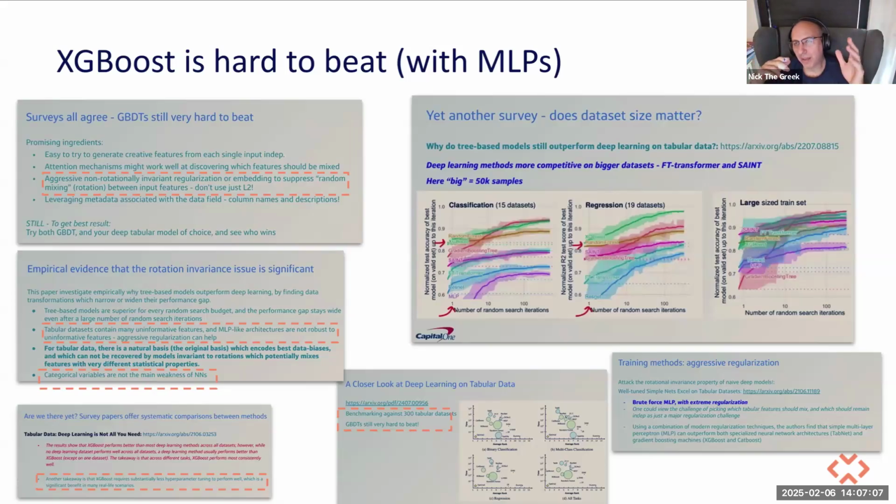While if you have a column that is very noisy, the tree model won't find any information. It will keep rejecting it, keep pushing it aside, and probably will never use it. So that kind of mixing that happens early on between features that are irrelevant or even noisy is a big problem. You can see that over here: tabular datasets contain many uninformative features, and MLP-like architectures are not robust to uninformative features. Aggressive regularization can help, though.